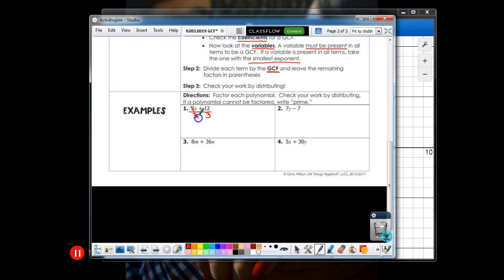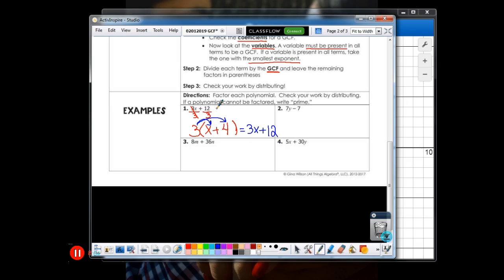3x divided by 3, this cancels out, and then 12 divided by 3 is 4, so I have x plus 4. And what we did was we took that GCF, the 3, and we're putting it now outside of the parentheses, okay? And so when you distribute, you should end up with the same answer. So 3 times x would be 3x. And 3 times 4 would be positive 12. And that's exactly what we had in the beginning. Okay?